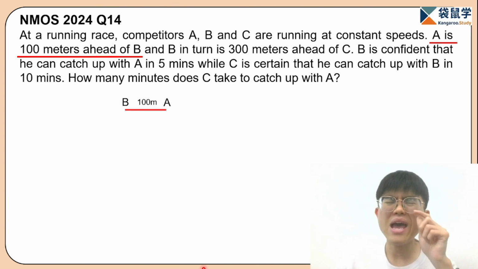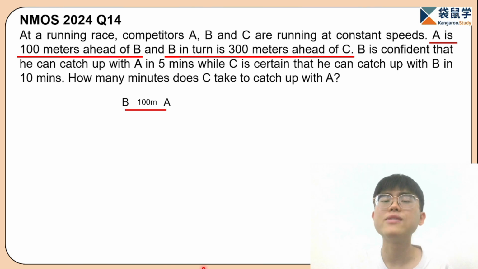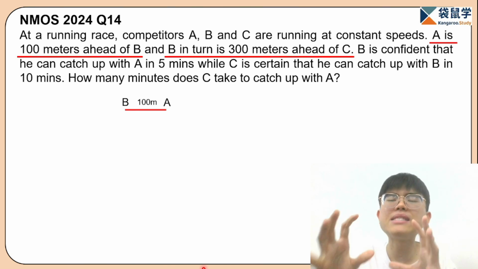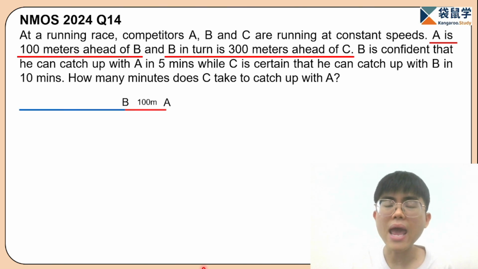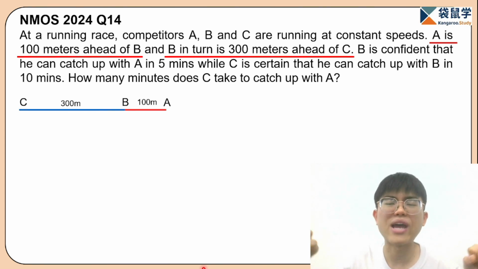Then in the question, we also say that B in turn is 300 meters ahead of C. So again, B is ahead of C. So C should be on the left side, B should be on the right side. So we draw one line and we draw C on the left side. And B and C are 300 meters apart from each other.